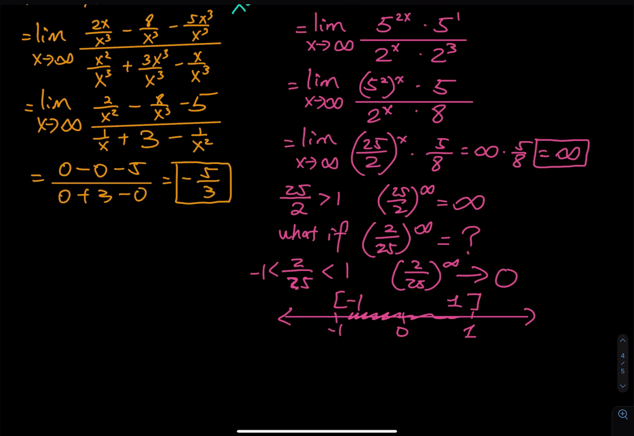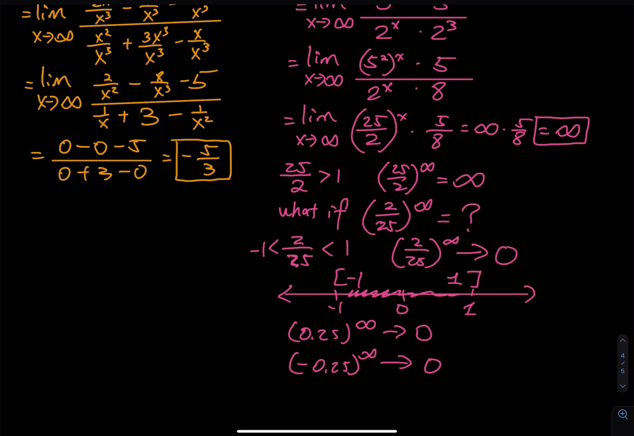So you can think about this: 0.25 raised to the infinity is approximately 0. Negative 0.25 raised to infinity is approximately equal to 0 as well. But if you consider outside of the interval, like 2 raised to the infinity, that approaches infinity, or negative 6 raised to infinity, that goes to infinity. This one depends on how many times. If the power is even, then you get a positive. If the power is odd, then you get a negative.